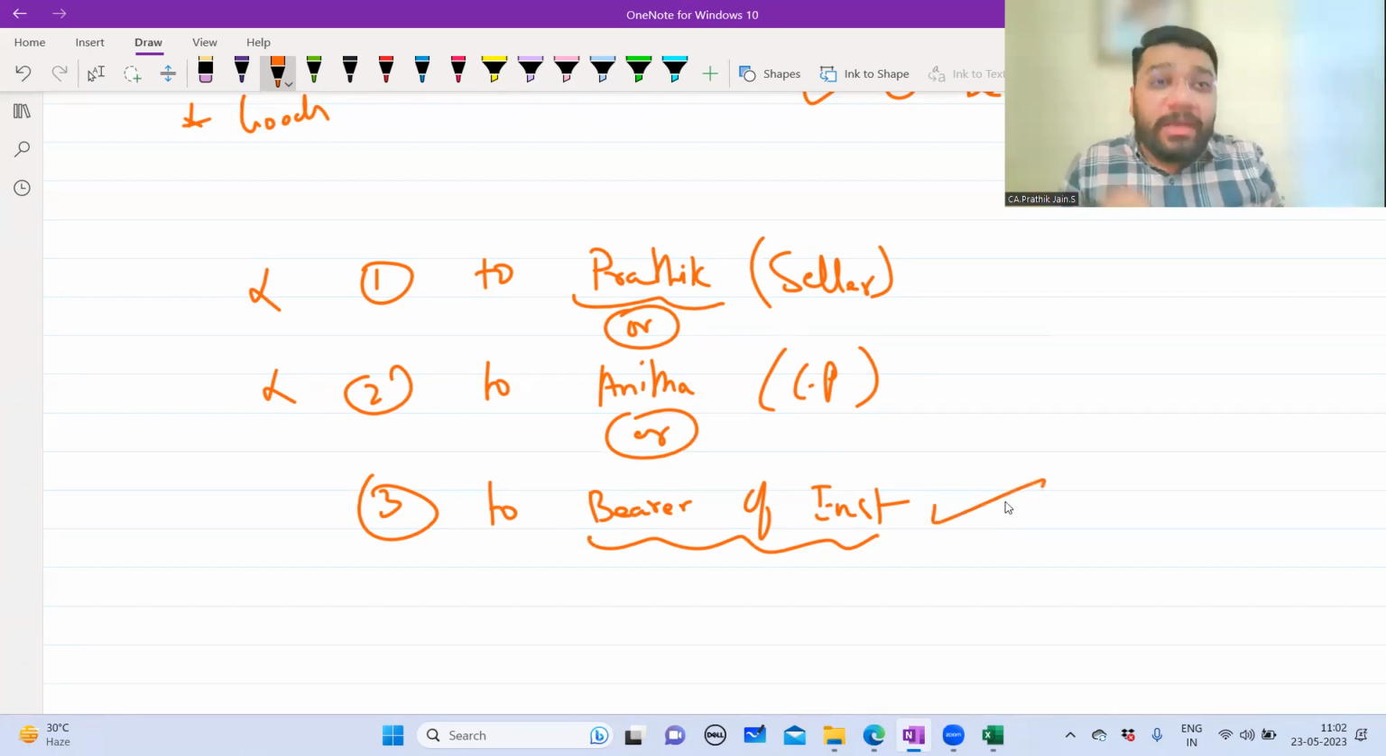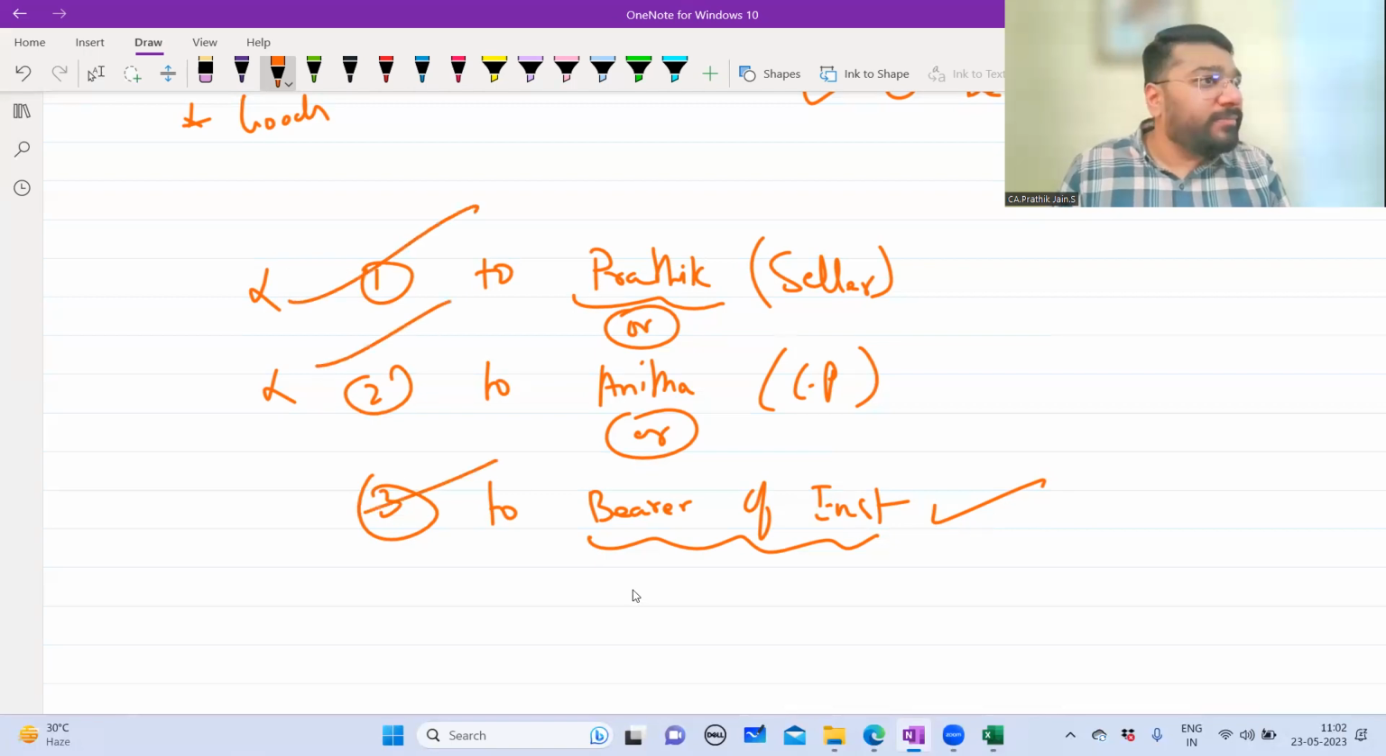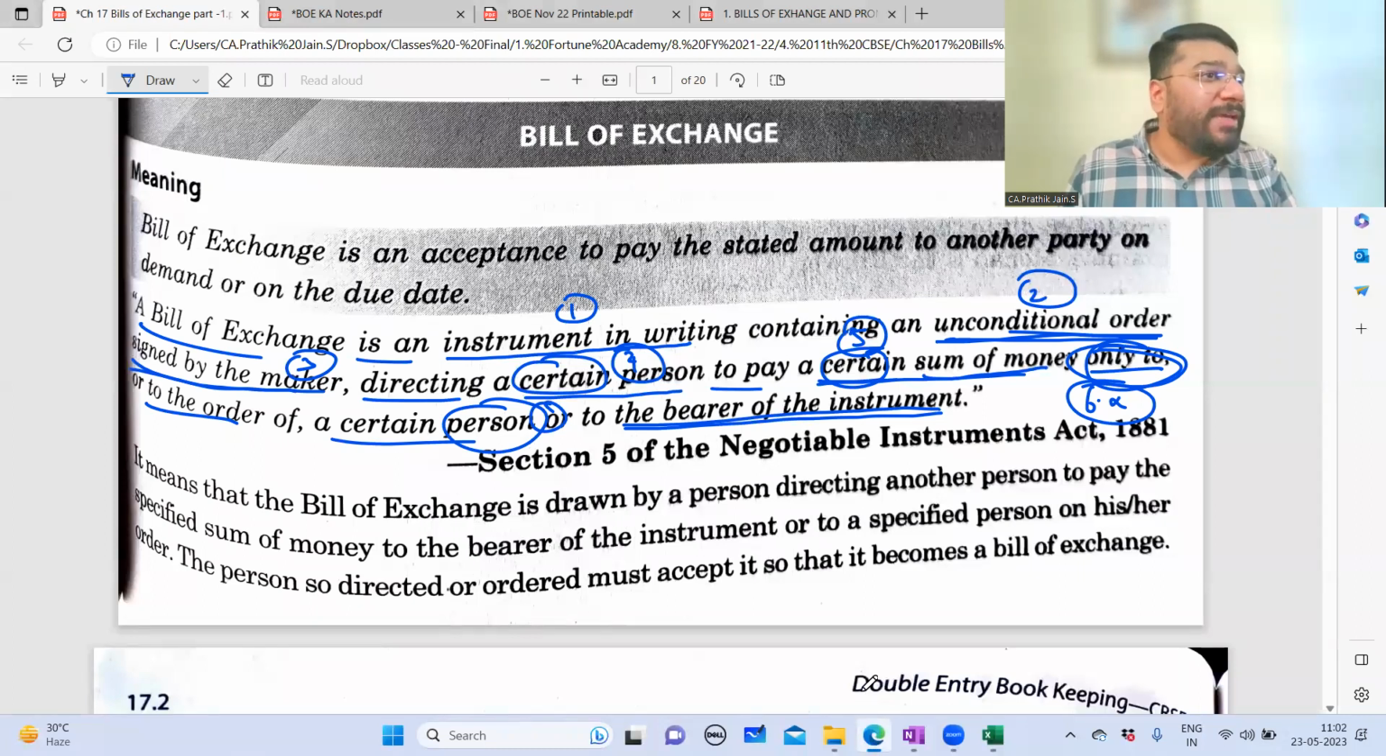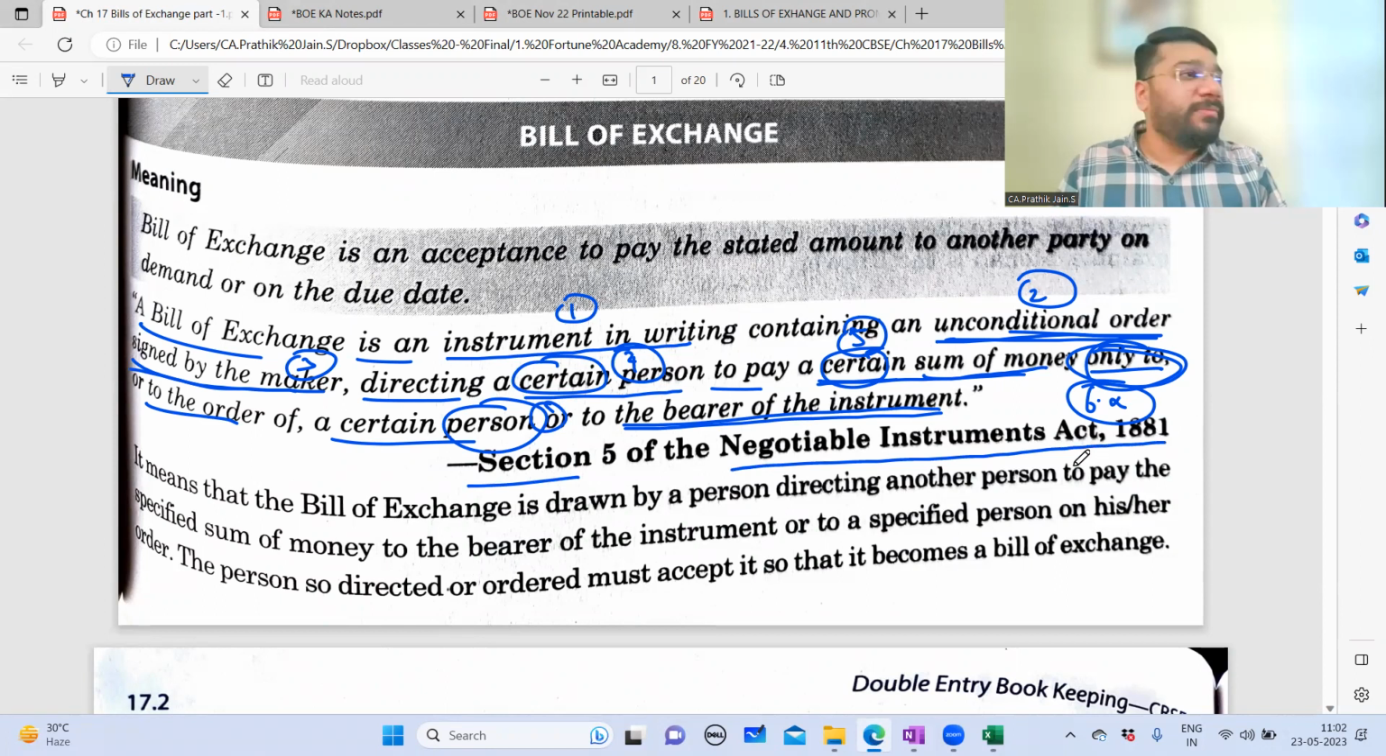Bearer of the instrument means what? The person who is having the document in hand, he will be given the money to be collected. So out of these 3, any one option you can select at the end. This is what this definition talks about. This definition is laid down in section 5 of the Negotiable Instruments Act 1881. This is something you will study in your CA Intermediate law paper.